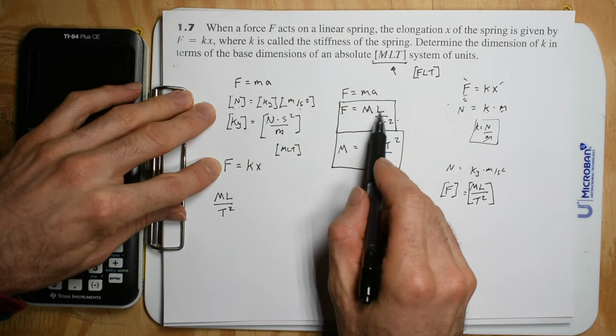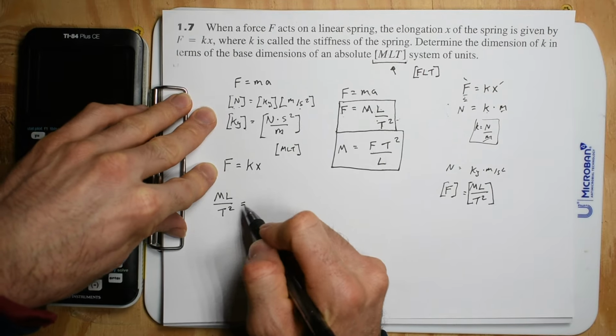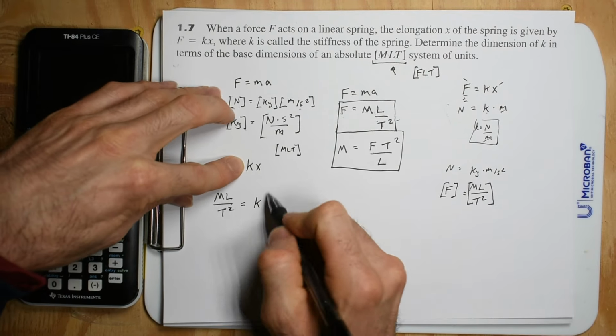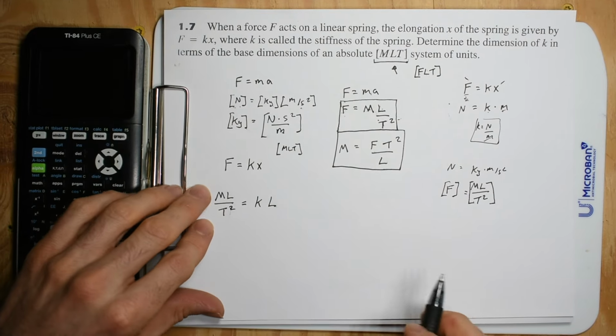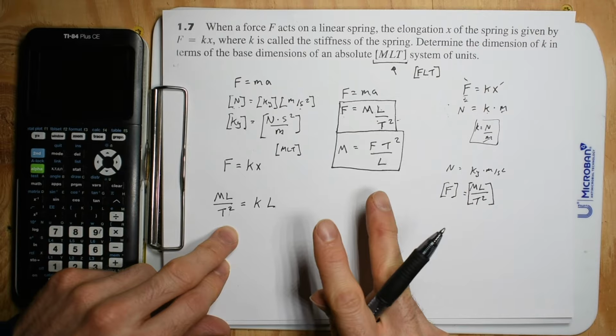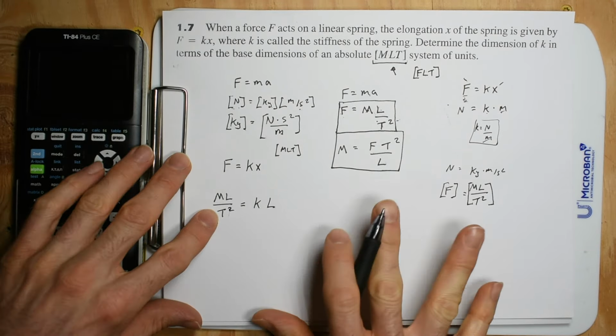So anyway, F is equal to ml over t squared, and then we have our k, which we don't know, and then length x is in length. Perfect. So now, same thing. There are two ways of doing this. You can either just isolate k, but let's not do it that way first.